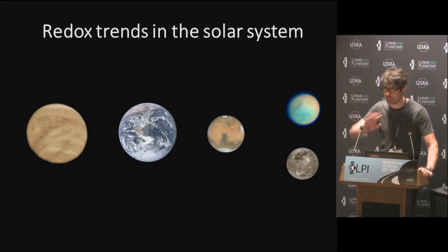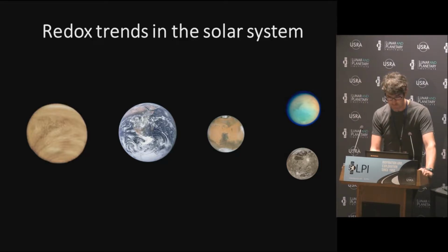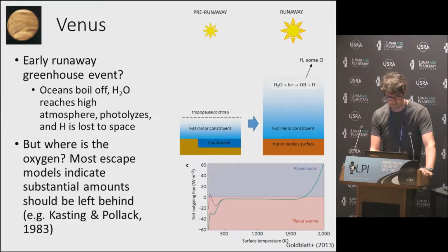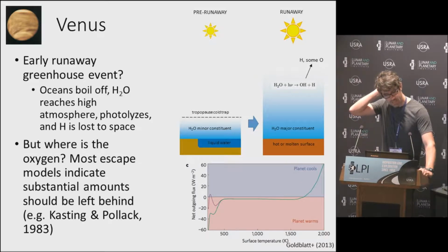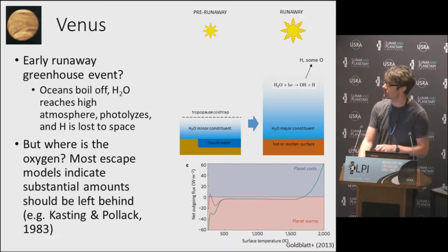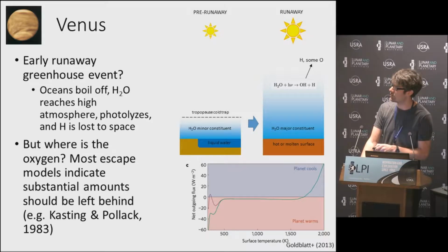Okay, so that's like the sort of broad brush cartoon picture. Let's talk about some data now. So, redox trends in the solar system. We're going to start with Venus. Venus, as is now pretty commonly accepted, most likely went through an early runaway greenhouse event.